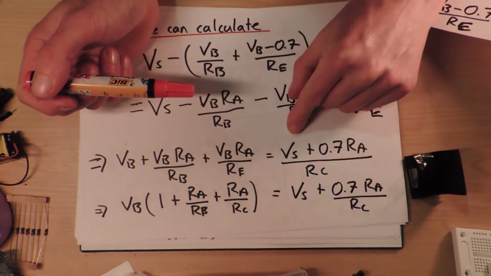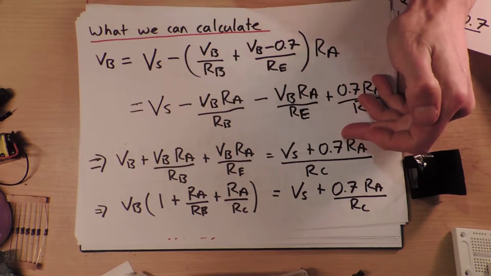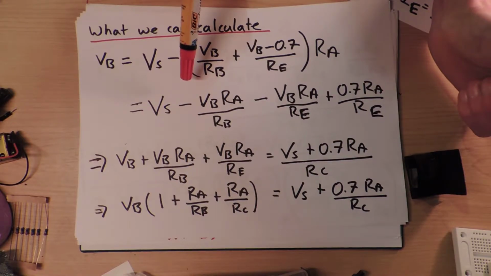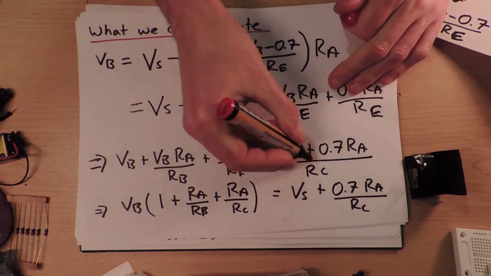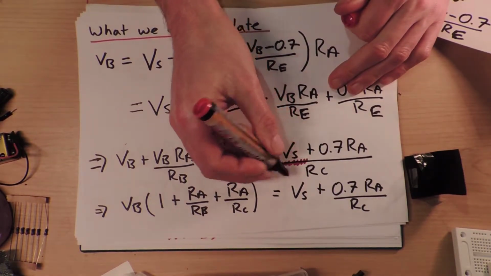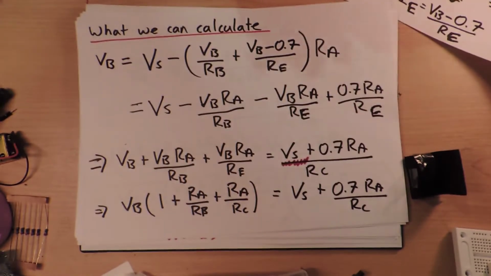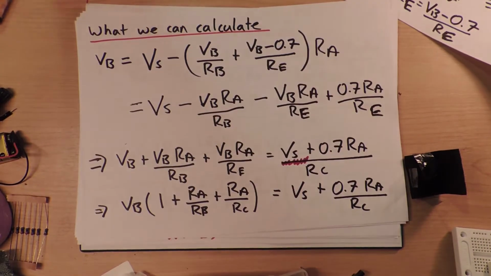Why have I not divided that by RC? Oh, I don't think I was supposed to. So let's just check what we were doing. Oh yeah, there's a little mistake there. There shouldn't be that bit there. So VS is not divided by RC. I've corrected the error at the bottom, but I haven't corrected it there.